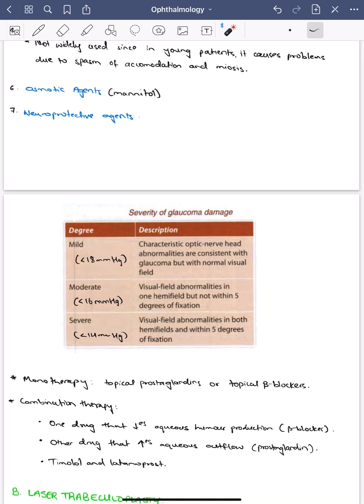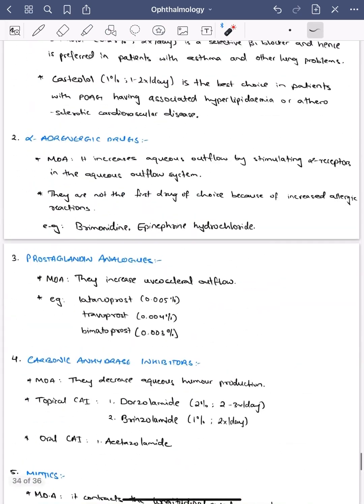The aim of the treatment is to lower the intraocular pressure to a level where further damage does not occur. And if it's mild glaucoma, the intraocular pressure is brought to around 18 mmHg. In moderate, it is brought to less than 16 mmHg, and in severe, it is brought to less than 14 mmHg.